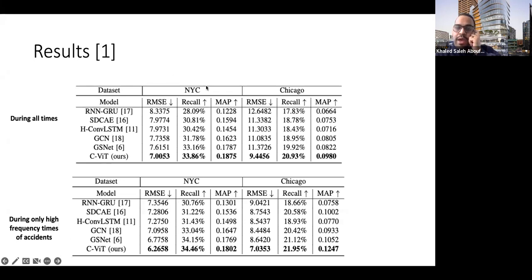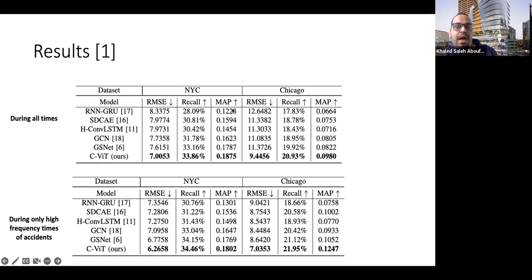So we reported according to 3 different evaluation metrics, namely root mean square error, recall, and MAP, which is mean average precision. RMSE is a metric that measures how close or far away our predictions are from the ground truth traffic accident risk value for this specific region. Recall is more about the accuracy, how accurate our model is able to give predictions in the different scenarios. And MAP is mean average precision.